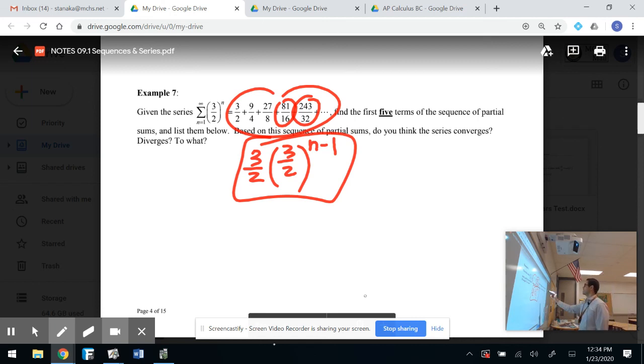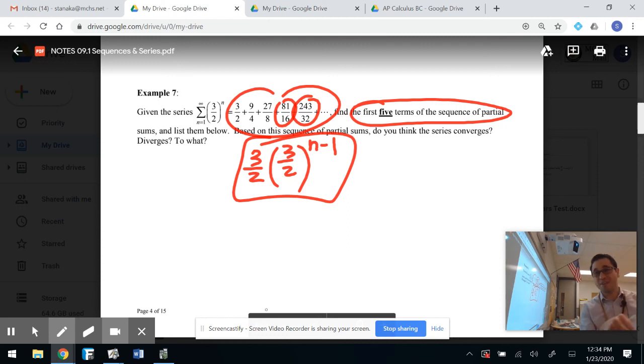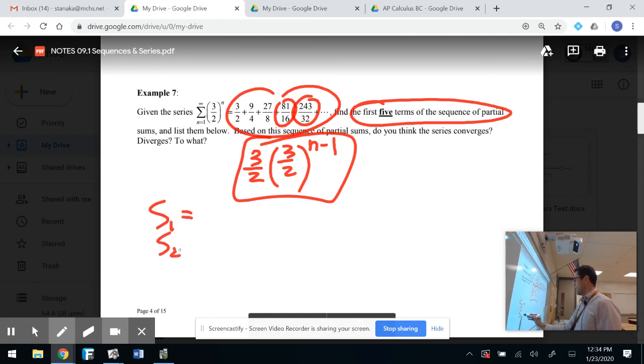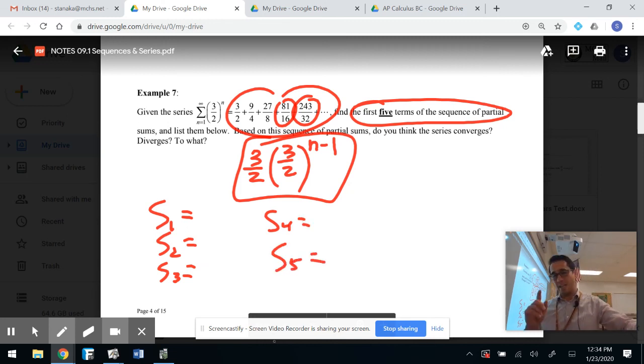Now, this one here says to list out the first 5 terms of your partial sums. I was going to do that for you just so you have an idea of what it is, but I didn't write it down, so I'm not going to do it. That's your job right now. Put these in your calculator: S sub 2, S sub 3, S sub 4, and S sub 5. And you're going to notice they just get bigger and bigger and bigger. So, hey, you can make the idea that it diverges.